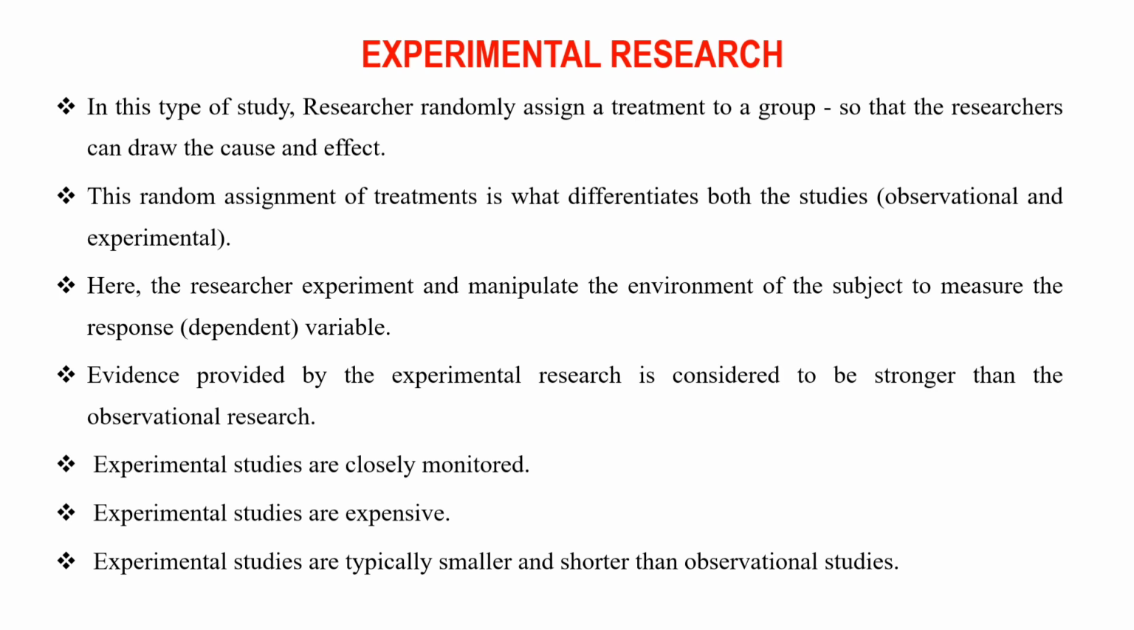In experimental research, the researcher experiments and manipulates the environment of the object, or group. But in observational research, there is no manipulation and no experiment. The researcher will experiment and manipulate the environment of the object to measure the response, to get the response.